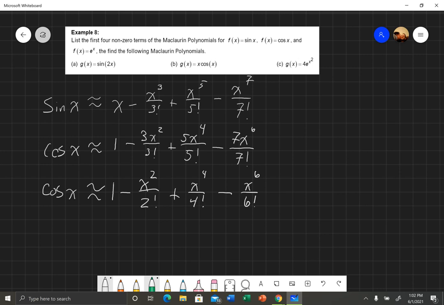Okay, so again, sine x, you've got x minus x cubed over 3 factorial plus x to the 5th over 5 factorial minus x to the 7th over 7 factorial. Cosine is just the derivative of it. 1 minus x squared over 2 factorial plus x to the 4th over 4 factorial minus x to the 6th over 6 factorial. And then the last one they wanted us to do was e to the x. Okay, so e to the x. And again, this was one that we happened to do before. So 1 plus x squared over 2 factorial plus x cubed over 3 factorial.